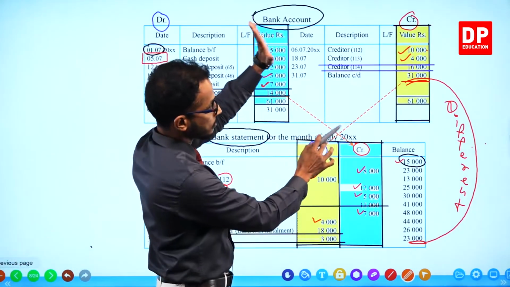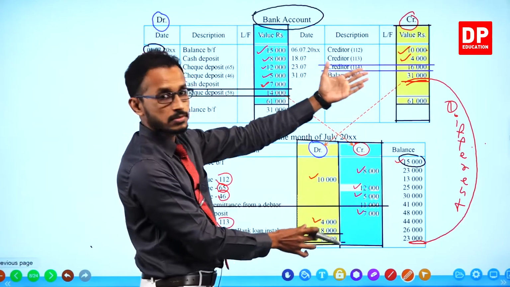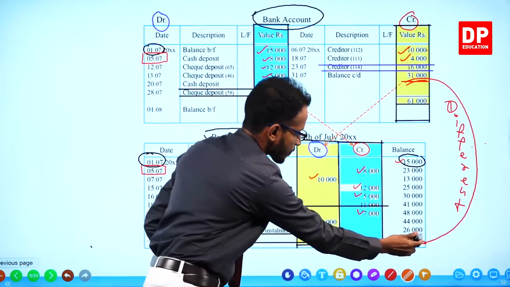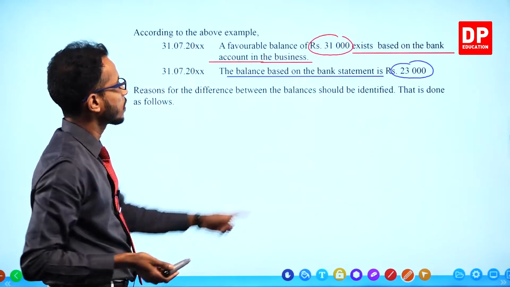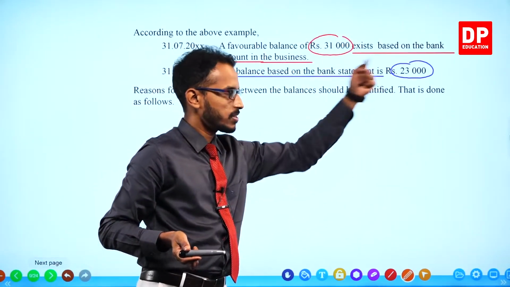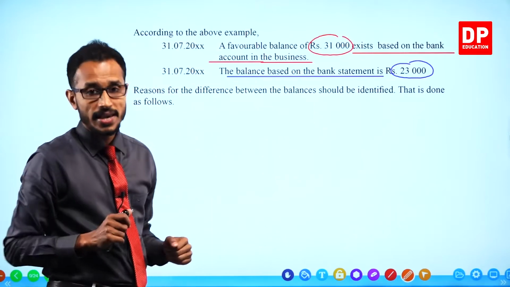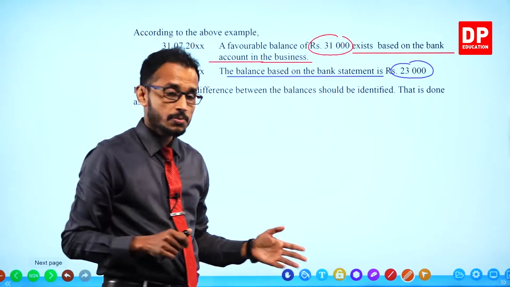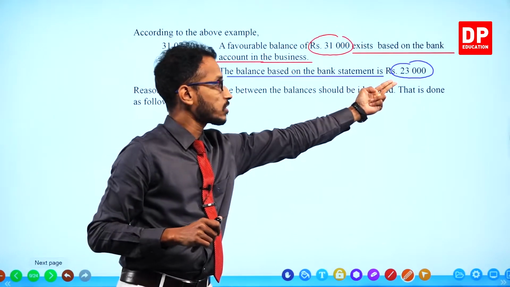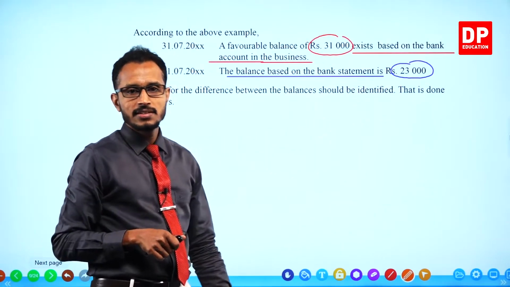Where is that? Statement balance, it's here. 23,000. Balance in the bank statement 23,000. That is the troublemaker, the trouble that we are having now. What is the trouble? Final balances do not tally.